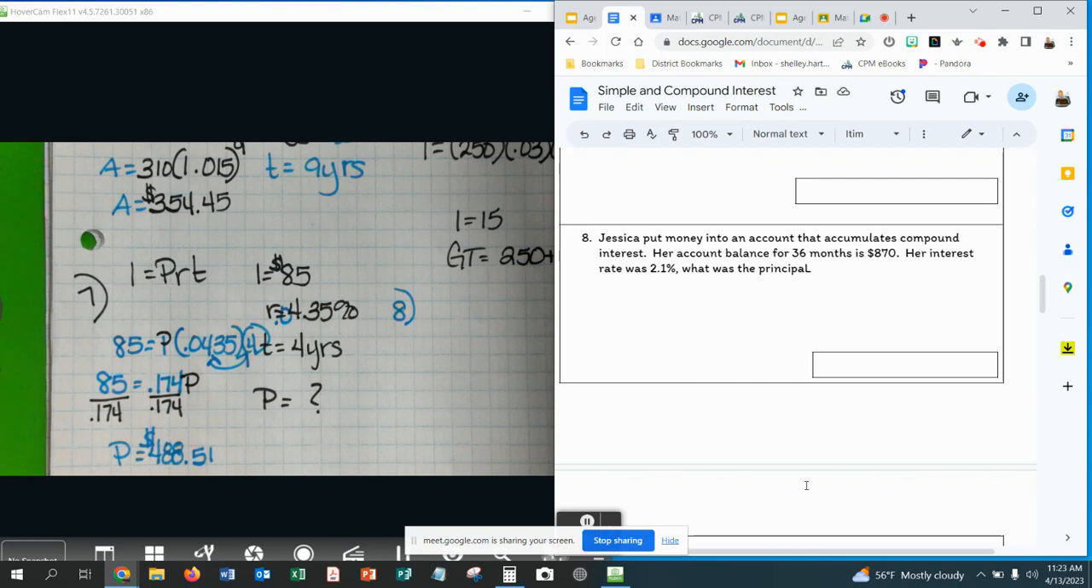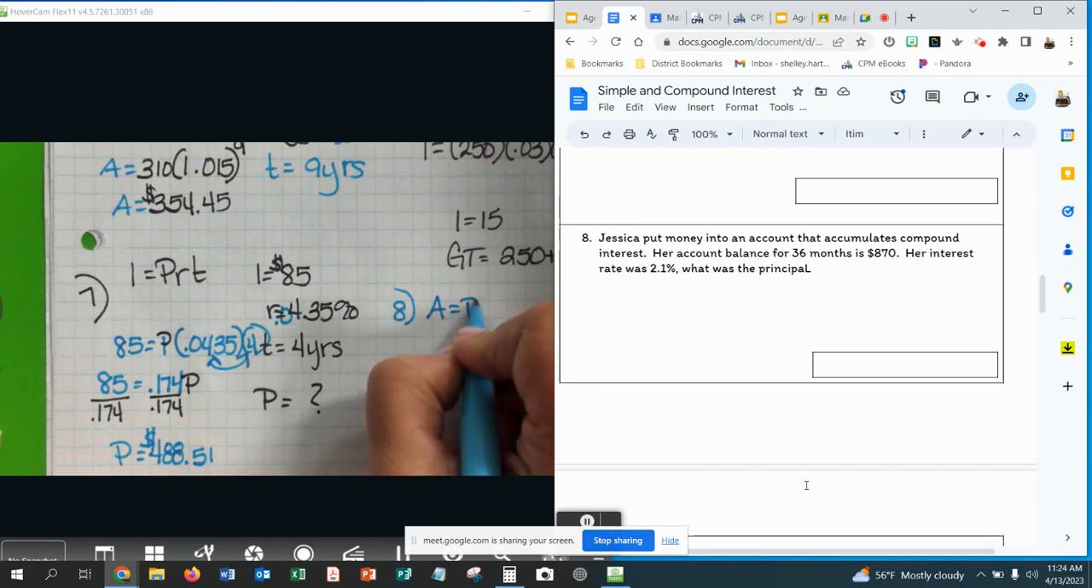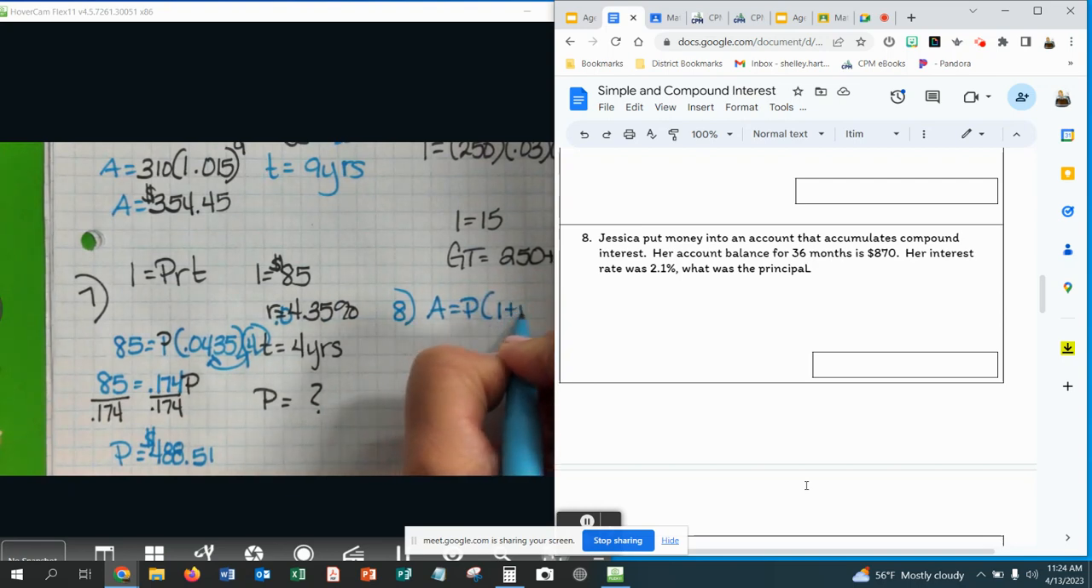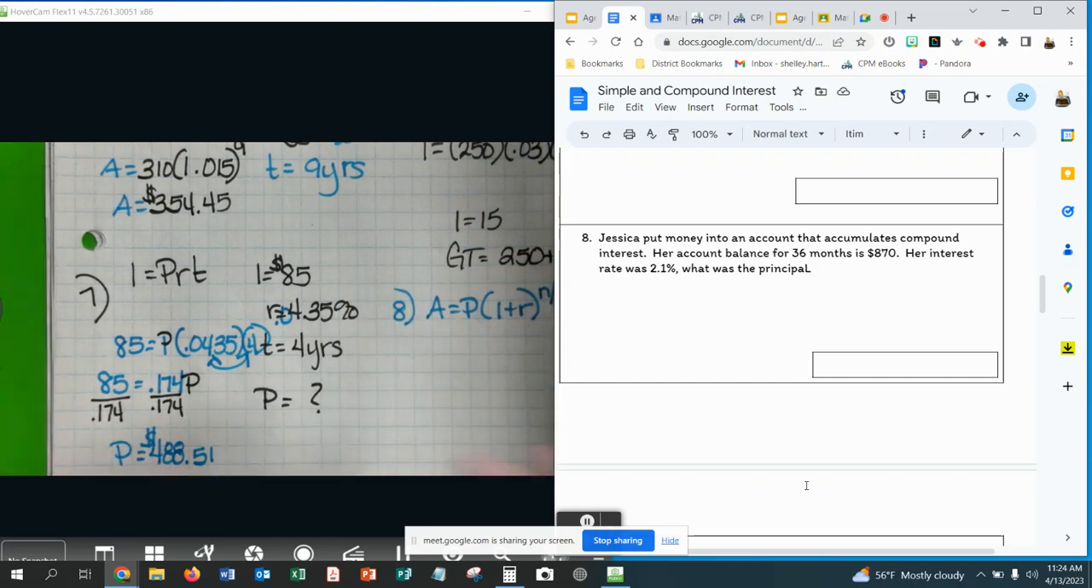Thank you. Jessica put money into an account that accumulates compound interest. What's the first thing we need to know? That this is compound interest. So we're going to write the formula. A equals P times 1 plus R, to the power N or T, because they're both time.